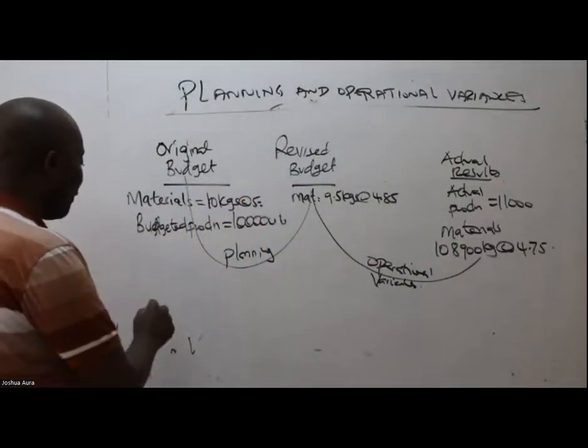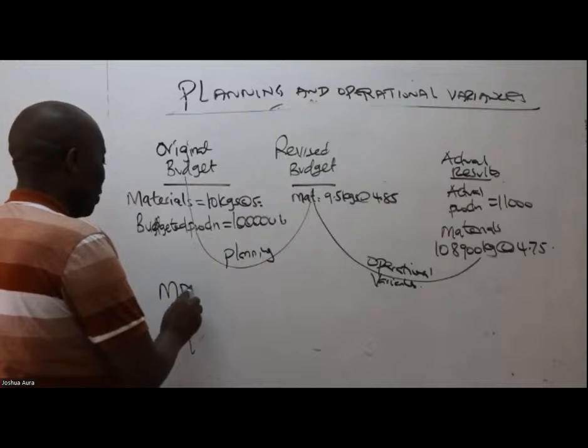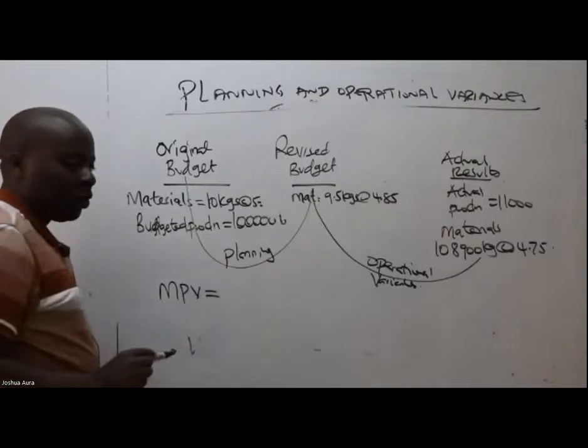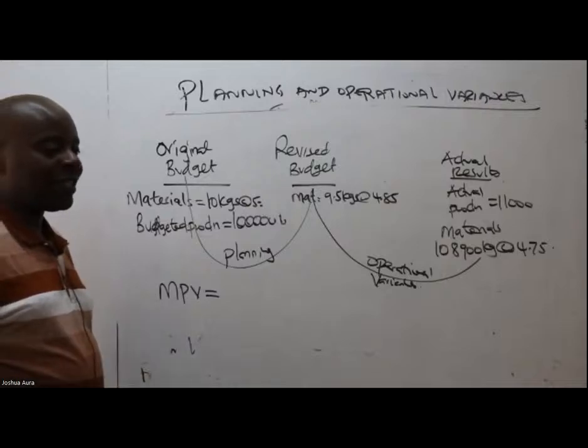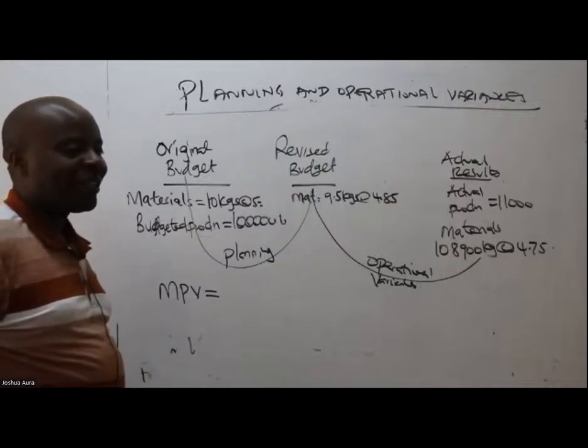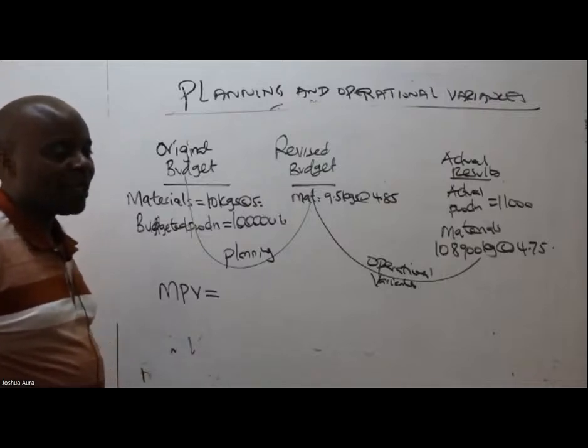So I will begin with the formula of material price variance. Could you kindly remind Mwalimu, what is the formula of material price variance? Is there somebody who can try the formula of material price variance?